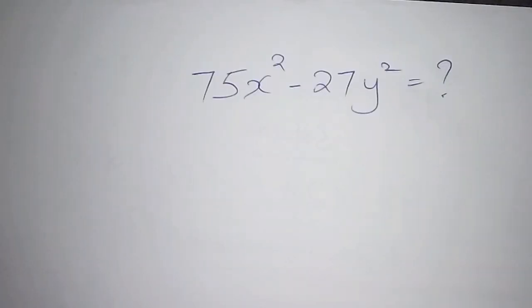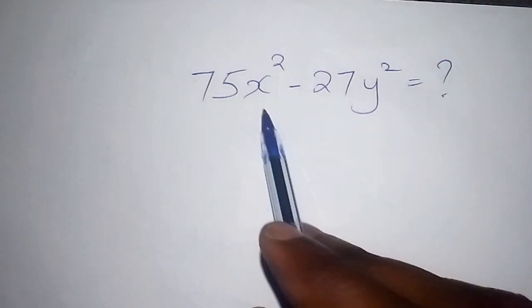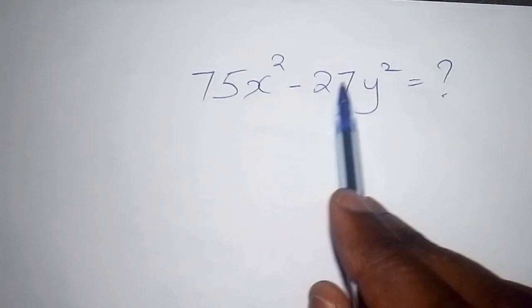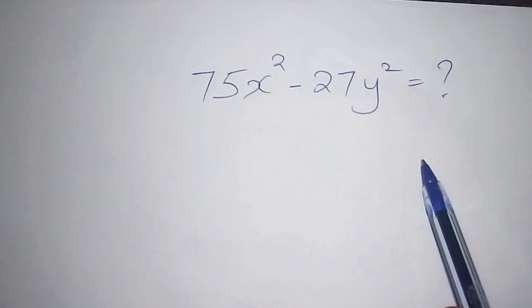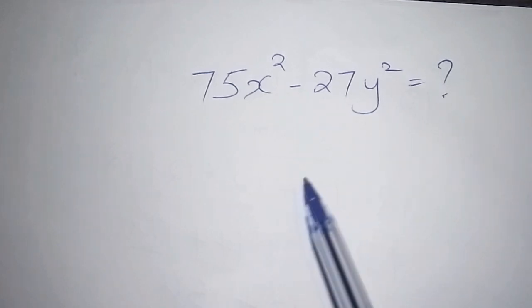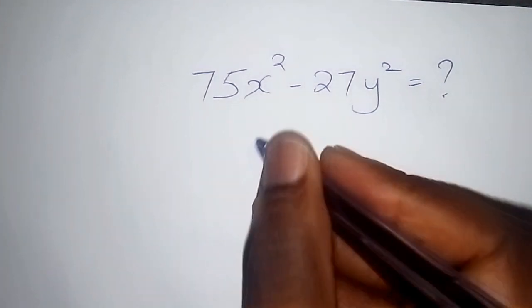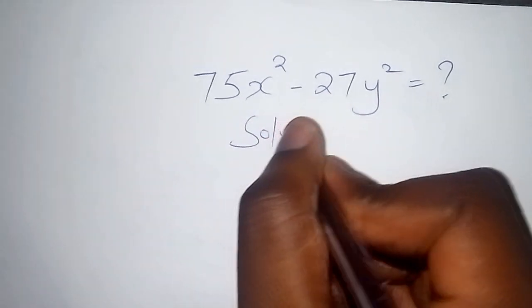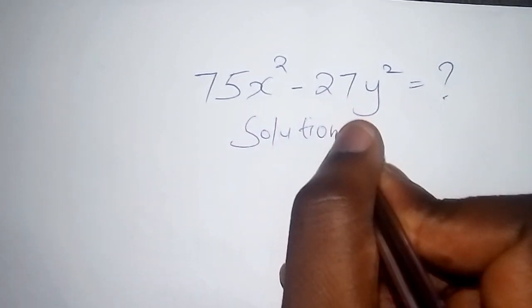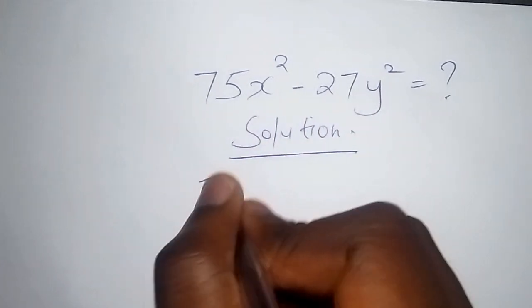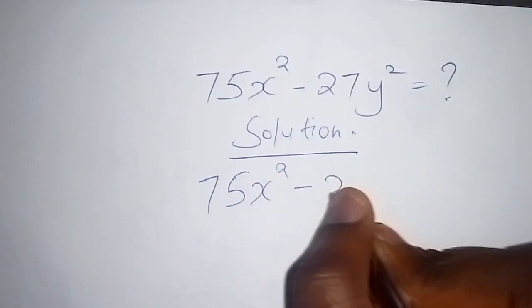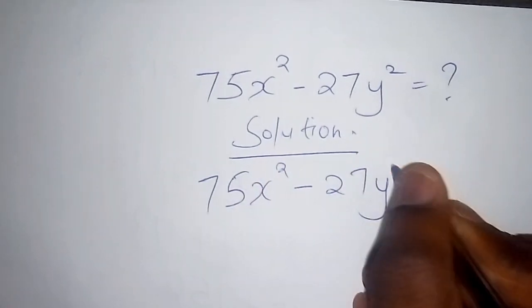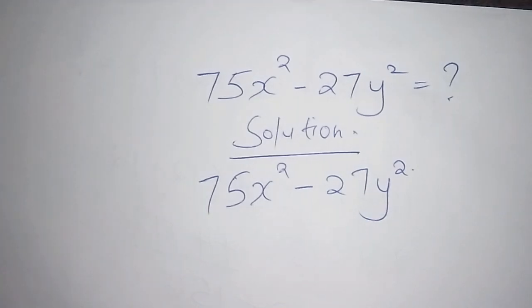Come with me to the next step, where now we shall be asked to factorize this maths problem. Here we have 75x squared minus 27y squared. In this case you are asked to factorize this maths problem. How are we going to factorize it? So let's have our solution here. We have 75x squared minus 27y squared. How do we factorize this?